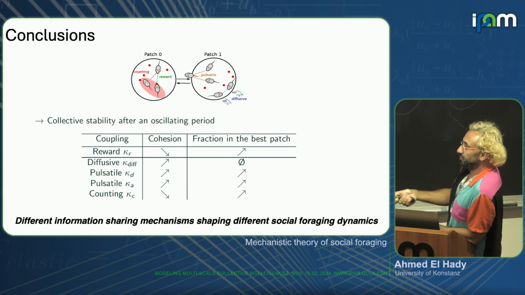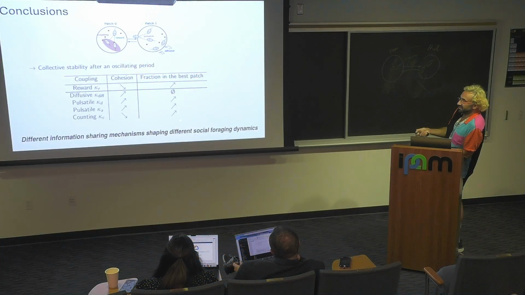If I couple to the departure of other agents, my cohesion increases and the fraction in the best patch increases. In the pulsatile case, if I'm paying attention to the arrivals, I increase the cohesion and the fraction in the patch increases. With the counting, my cohesion decreases and the fraction in the best patch increases. So here you notice something very interesting. Why is everything increasing here?